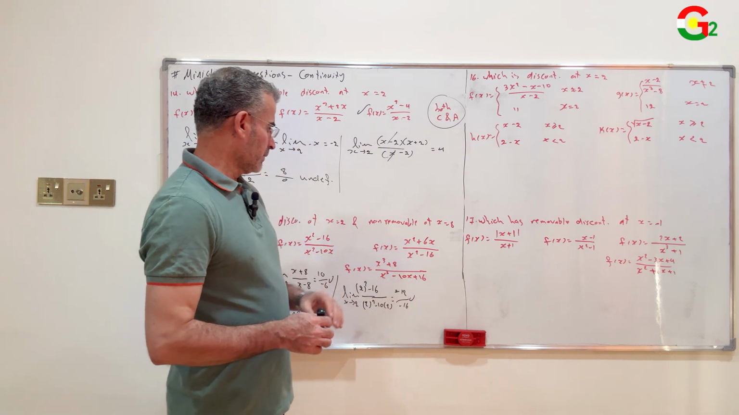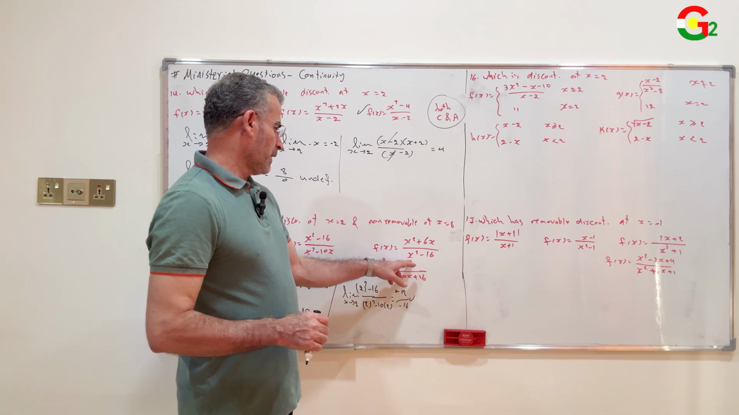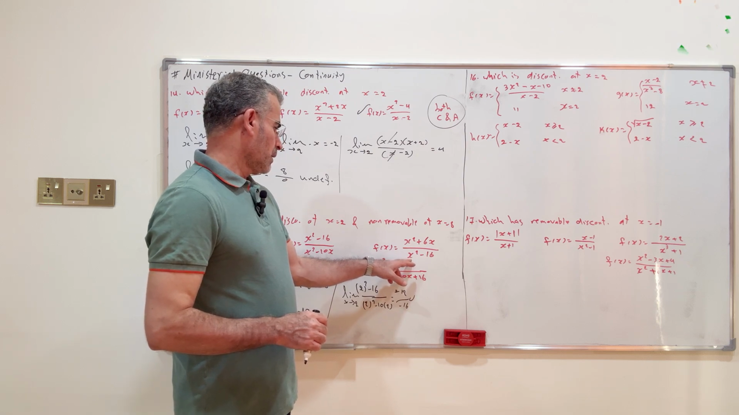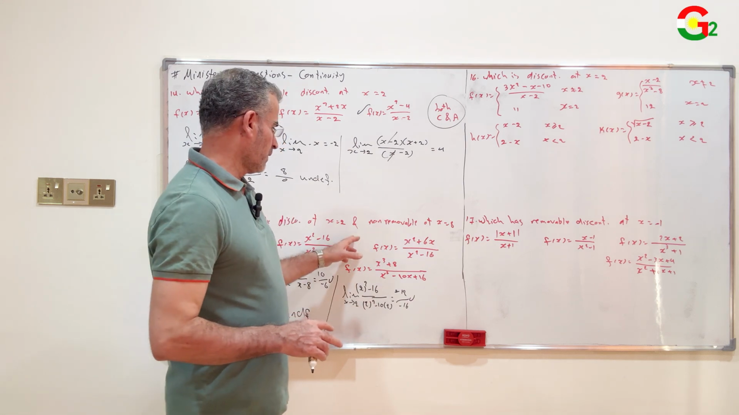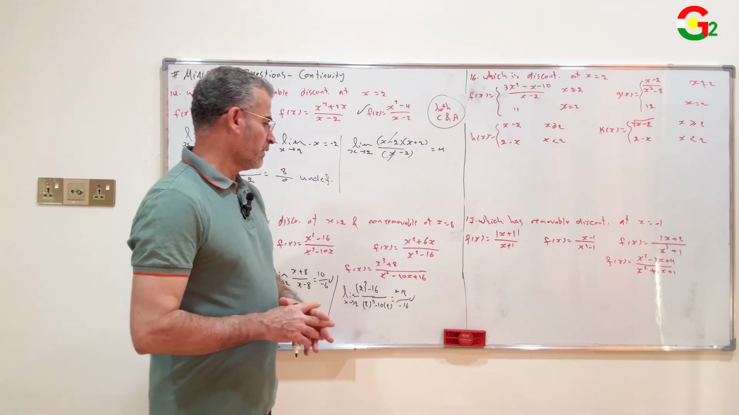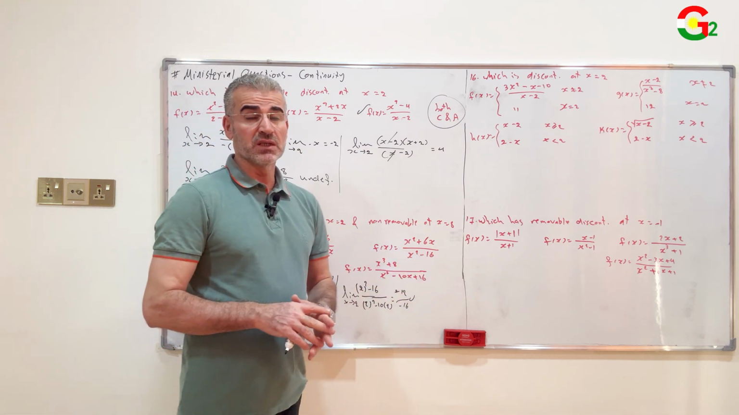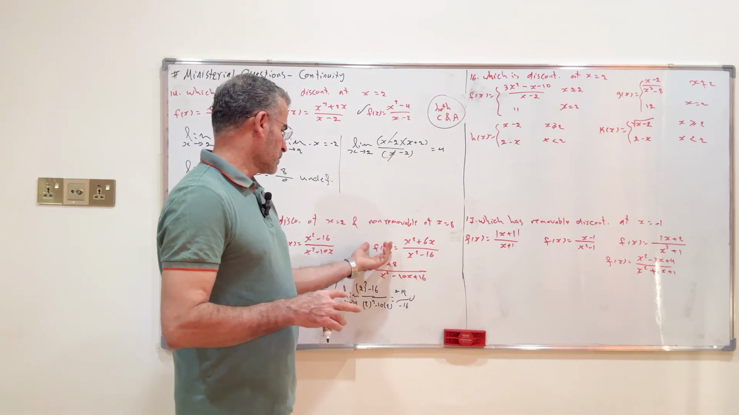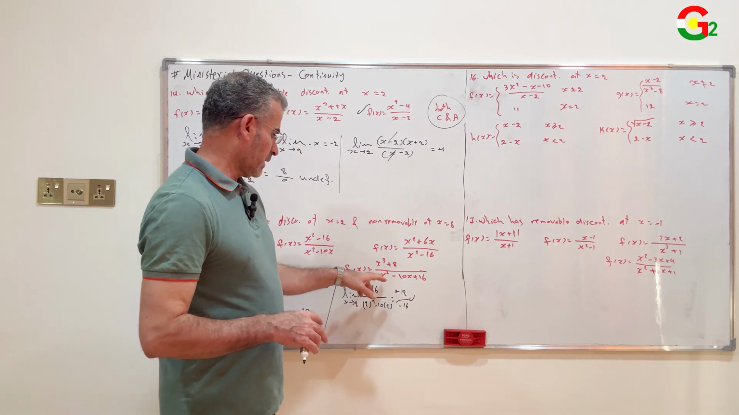For this function, if we substitute every x with 2, then 4 minus 16, it is not 0. The function has a removable discontinuity. And if we substitute every x with 8, 8 power 2, 64 minus 16, also it's not 0. Also, this function has a removable discontinuity at 8.